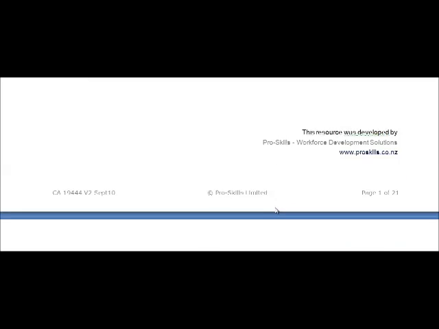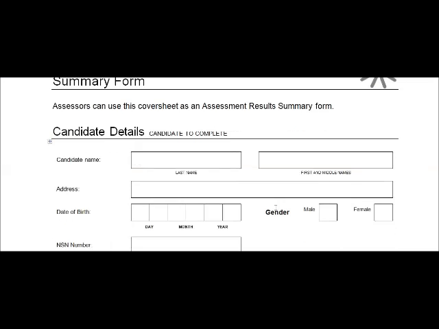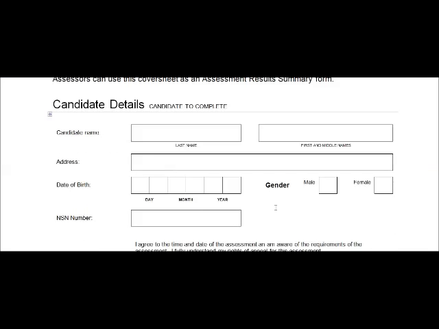I'm just going to go down now to page 2. Okay, page 2 is your cover sheet. What you'll need to put in here is your name. Your last name goes in this box here, and your first and middle names go in the second box. Your address and your date of birth. Your gender, male or female, and if you know your NSN number, your NZQA number, then put it in the box here. If you don't, that's okay. We might be able to track it down based on your date of birth.